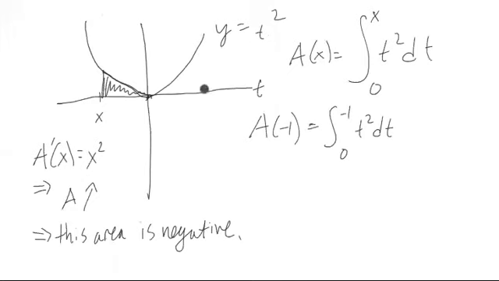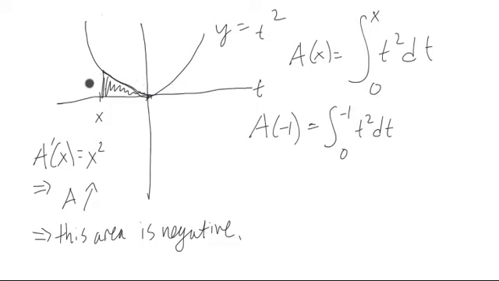Let's look at what happens when we plug something that's to the left of our initial point into our area function. Suppose we have area under the curve y equals t squared, and we start measuring our area at 0 out this way. But what if we were to plug in something negative or something over here now, in for x?